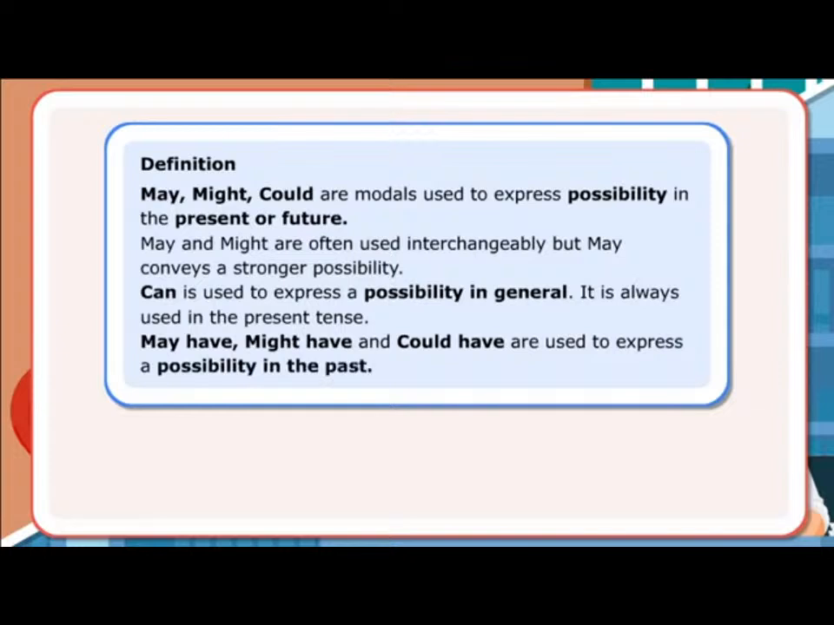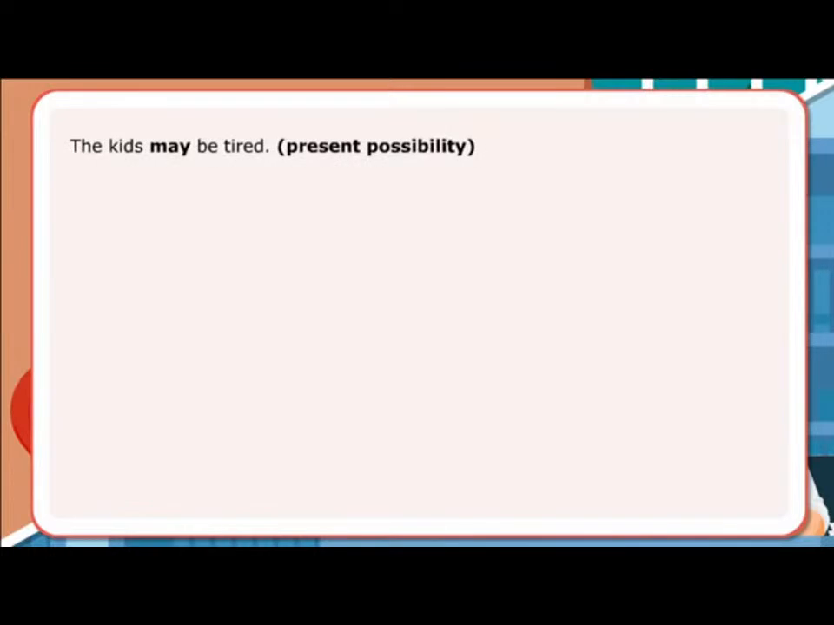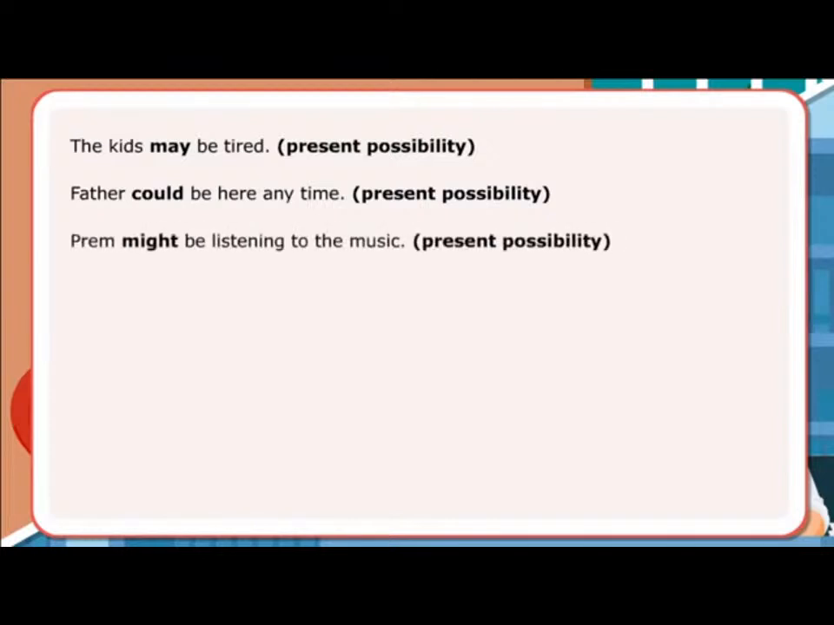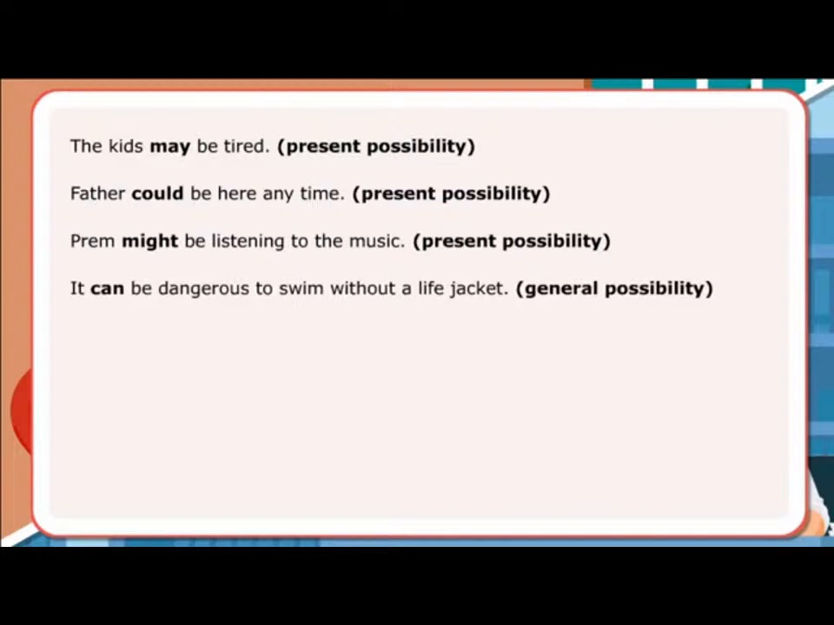Let us look at these sentences. The kids may be tired. Father could be here any time. Prem might be listening to the music. It can be dangerous to swim without a life jacket.